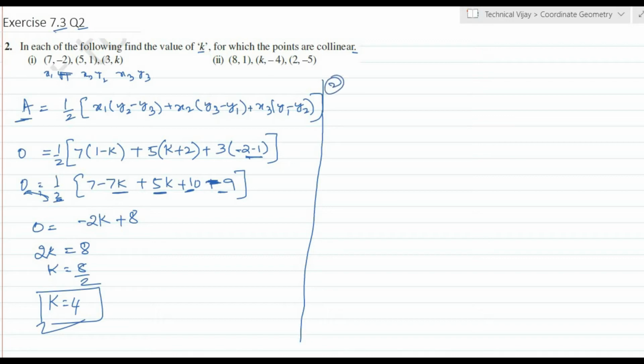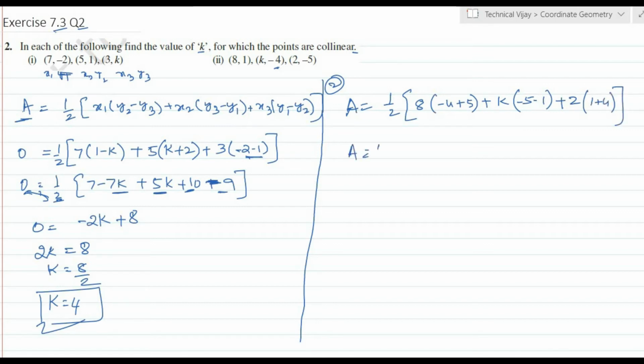So here, the second one. In the same way we will equate the area to 0. So A is equal to half of x1, which is nothing but 8, into y2 minus y3, that is minus 4 minus of minus 5, that is minus 4 plus 5. So plus x2 into, x2 means k here, so y3 minus y1, that is minus 5 minus 1, minus 5 minus 1. So plus x3, x3 means 2, and y1 minus y2, that is 1 minus of minus 4, that is 1 plus 4.